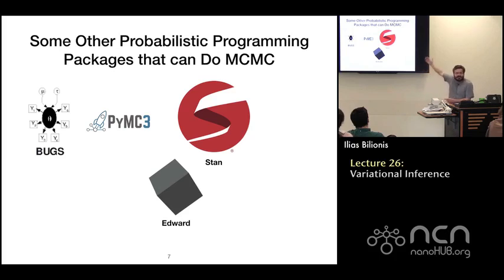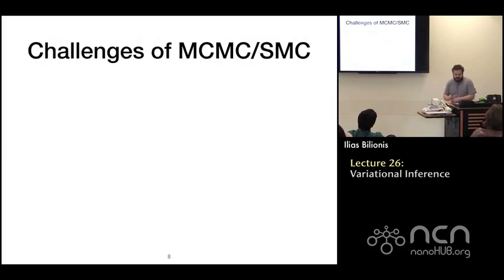But there is a learning curve for each one of them. They can pretty much do the same things, okay? But you're going to have to put in the time, at least 1 weekend for each one of them. All right, so why do we want to go beyond MCMC or sequential Monte Carlo?